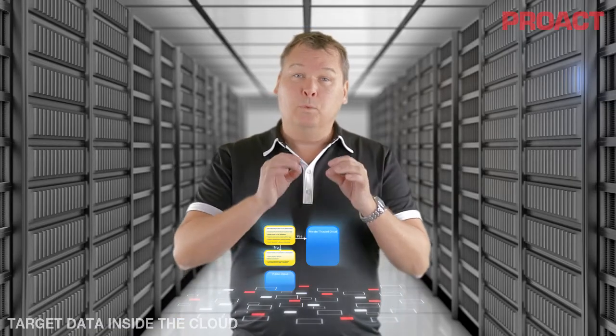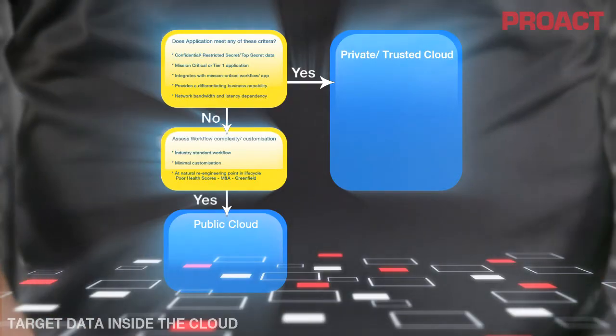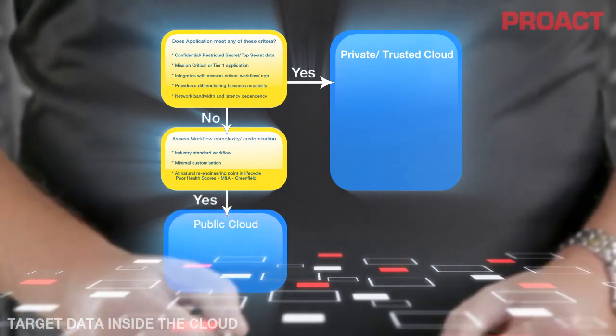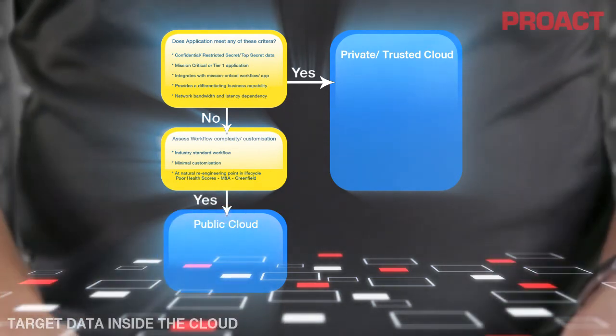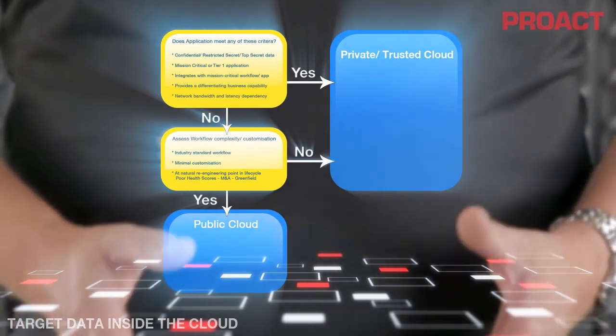Step 2 is to look at the workflow that this application is part of. If the workflow is industry standard, doesn't require customization, or are at an engineering point, we still have a candidate for the public cloud. If these criteria are not fulfilled, we should likely keep it in the private or trusted cloud. This process is fairly high level, but that's also its strength, since you can easily get caught in the details and the project goes nowhere.